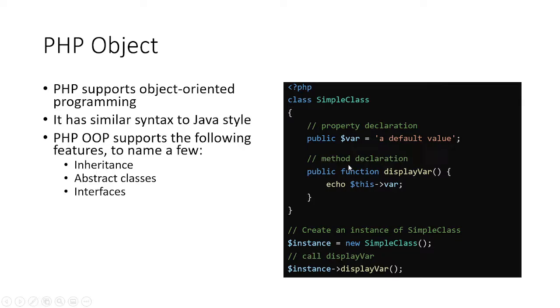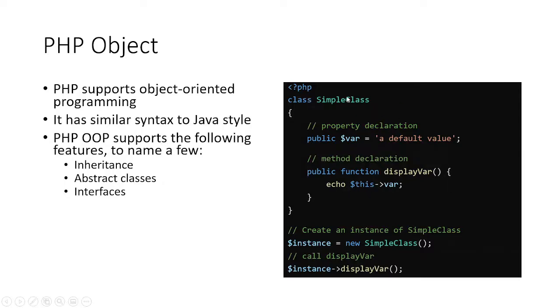And then the method is also similar. We have the modifier. We state that this is a function, and our function name is called display variable with no parameters. In this case, this display var method basically prints out the value var. So in order to access the value of var, we can just say $this.